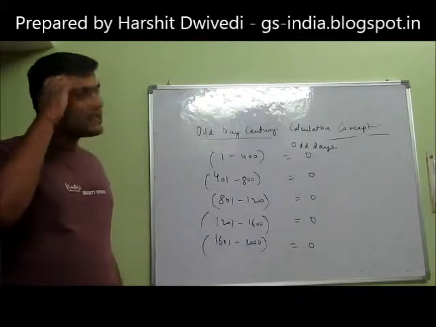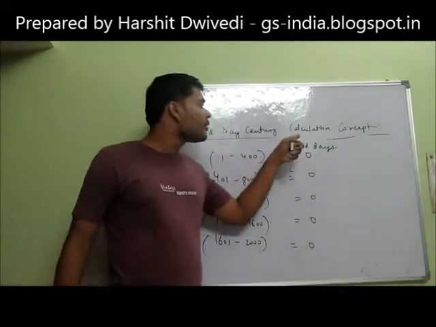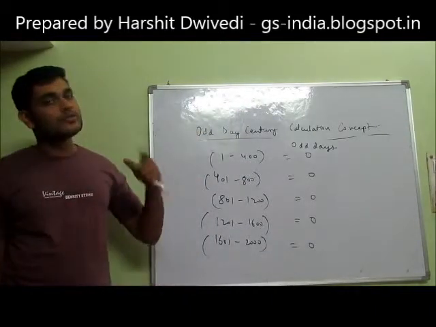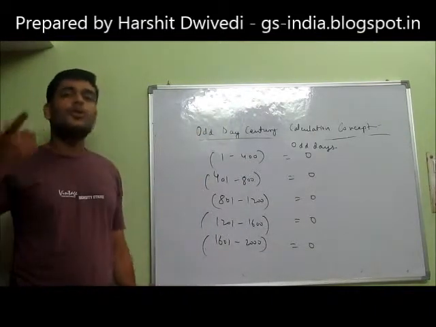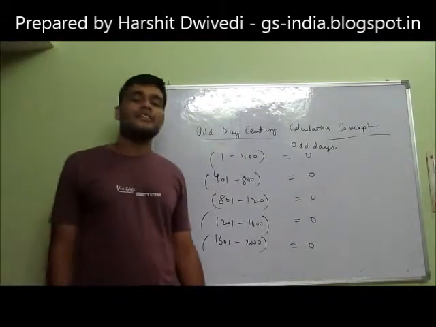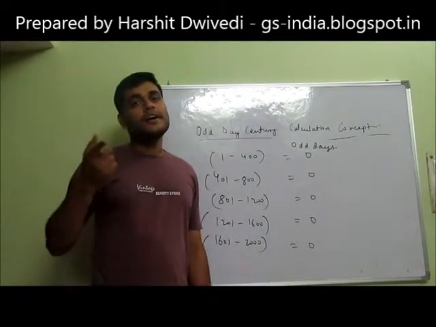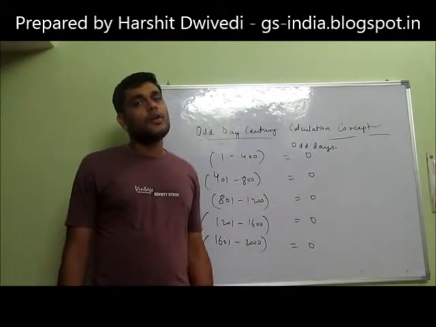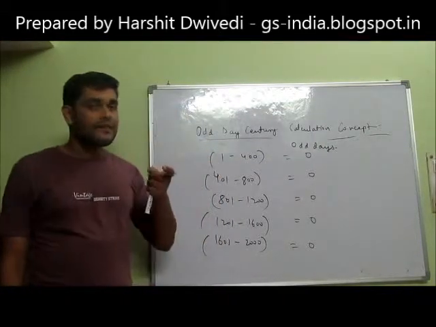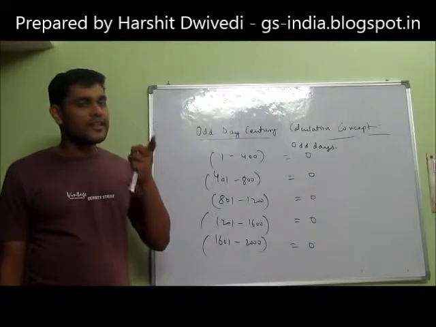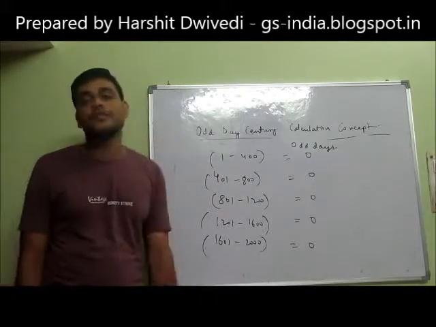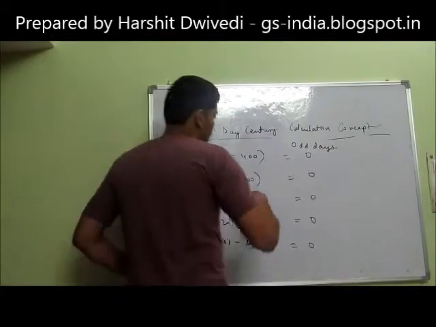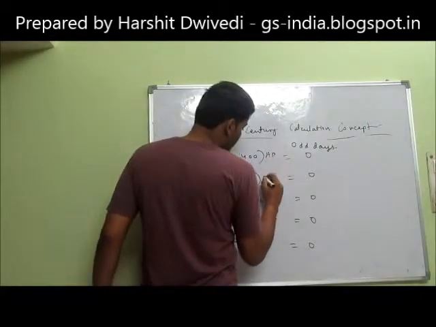I told you everything about this odd day century calculation concept. I told you about the odd days of the first century, second century, third century, fourth century. I also told you that after every 400 years the number of odd days will be 0. That's why the day will be repeated. After 1 century the number of odd days is 5, after 2 centuries it is 3, after 3 centuries it is 1, and after 4 centuries it is 0. On the basis of that theory, I plotted this.